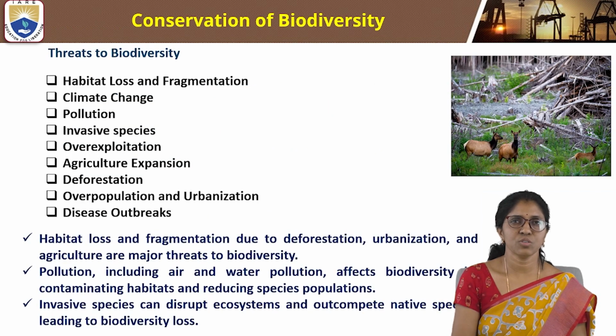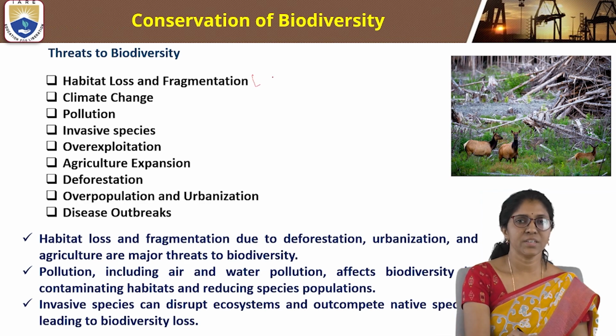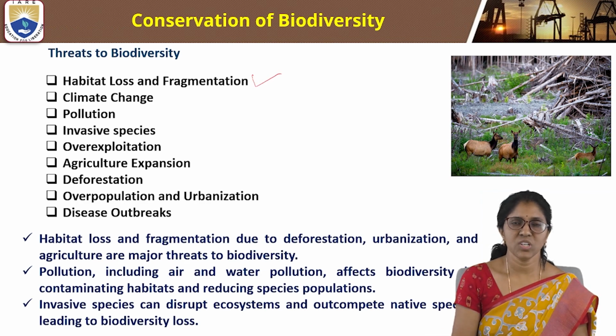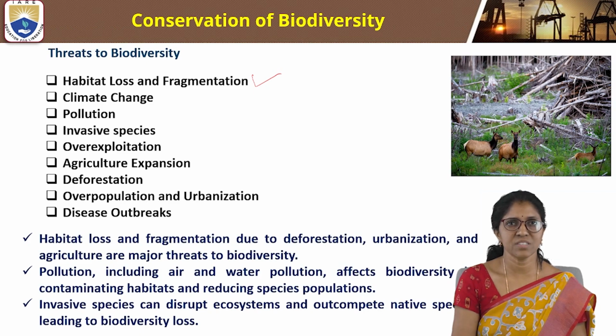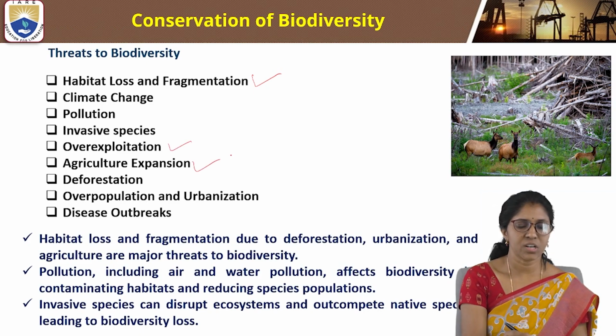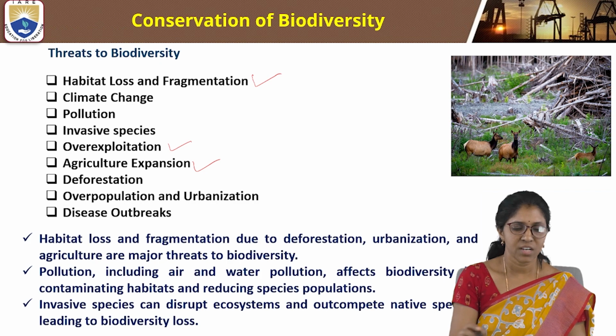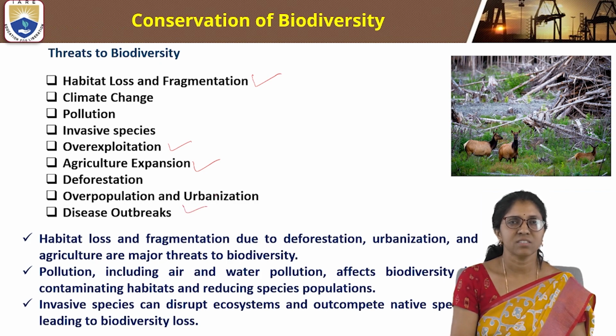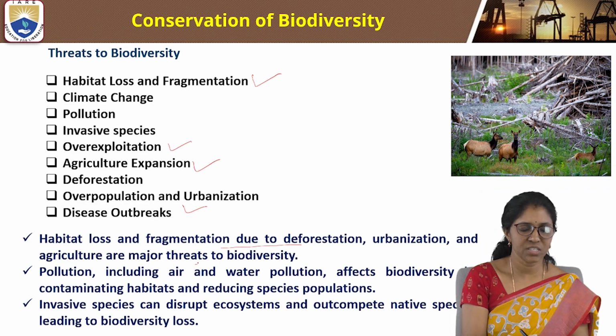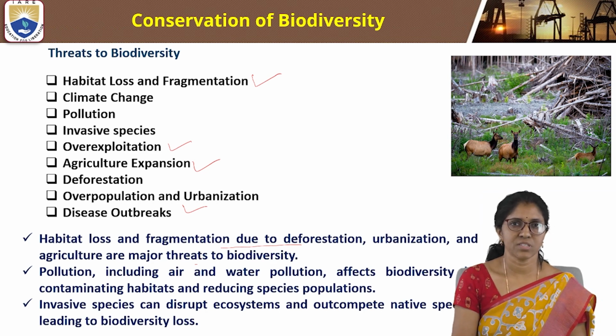Threats to biodiversity include habitat loss and fragmentation, climate change, pollution, invasive species, overexploitation, agricultural expansion, deforestation, overpopulation, urbanization and disease outbreaks. These are the threats to biodiversity. Habitat loss and fragmentation are due to deforestation, urbanization and agricultural expansion. These three are major threats to biodiversity.